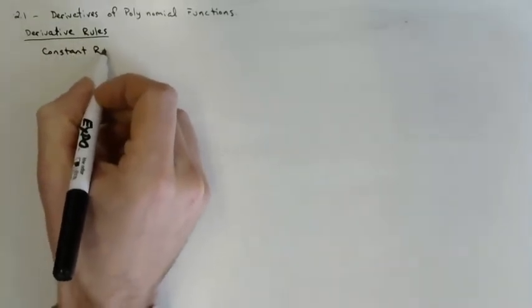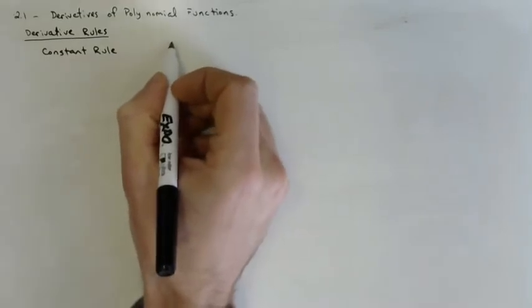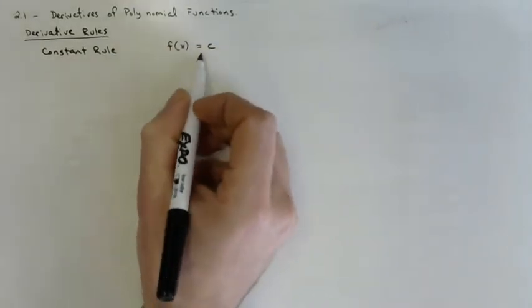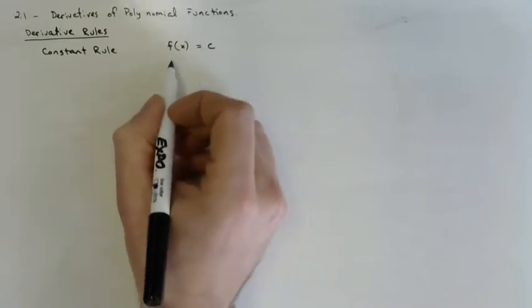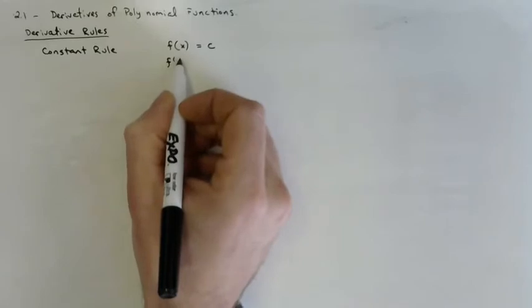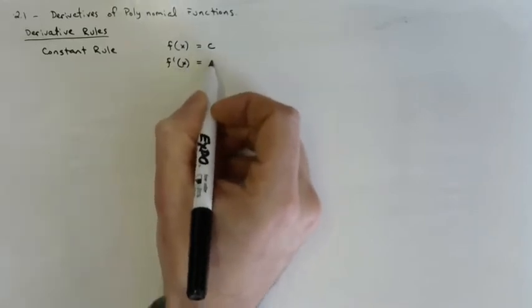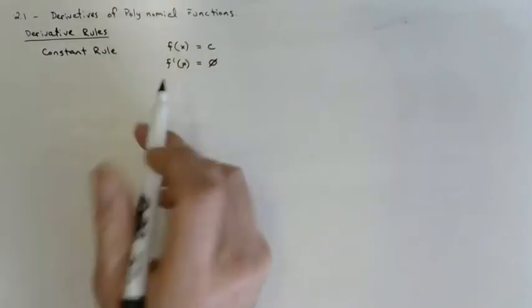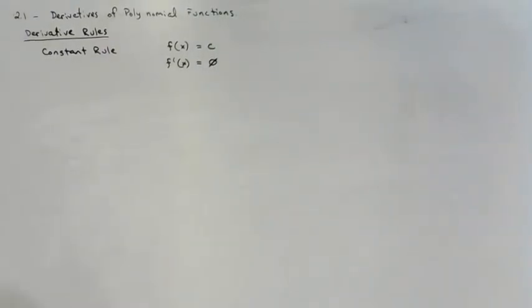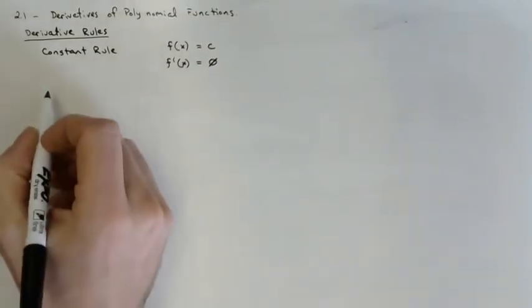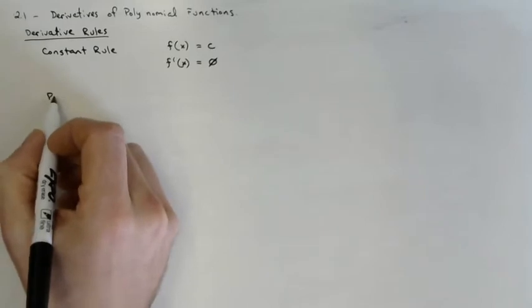rule, which states that if f of x is a constant, if the function that you're dealing with is a constant, which is just a straight horizontal line, then the derivative of that is 0. That makes sense. If you have a horizontal line with a slope of 0, then the tangent at any point, the slope is going to be 0. So the derivative is 0. Okay, good. Power rule.